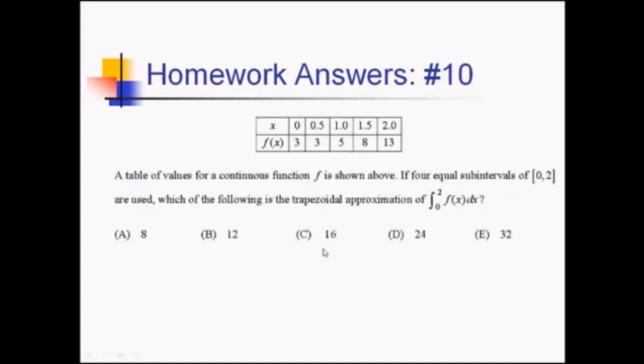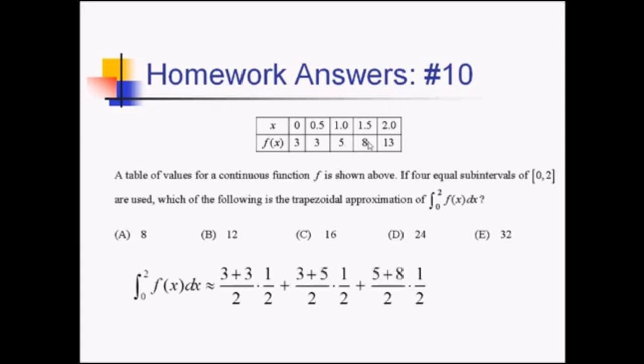For this problem, we want a trapezoidal approximation of the integral from 0 to 2 of f of x using these table values for f. So we've got (3 plus 3) over 2 times 1/2. And these are all equal subintervals, so we're going to be multiplying by 1/2 each time. Next, we've got (3 plus 5) over 2 times 1/2, (5 plus 8) over 2 times 1/2, and (8 plus 13) over 2 times 1/2.